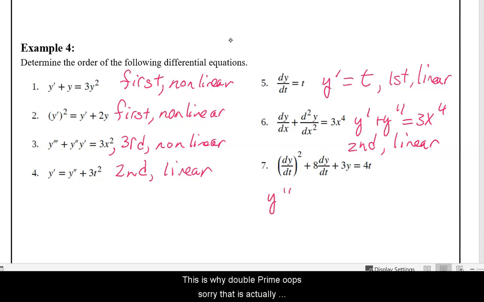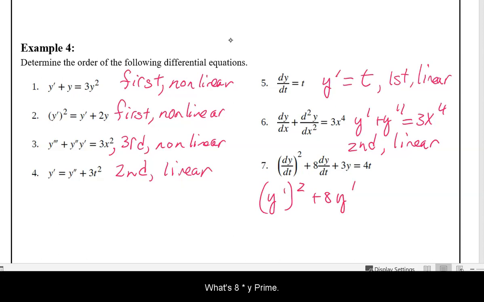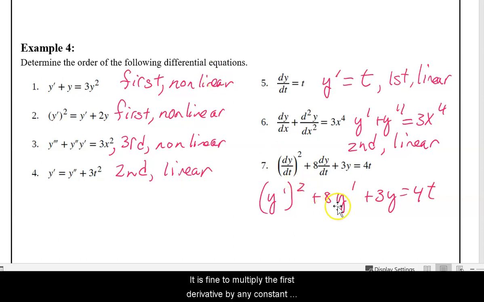This is y double prime, that is actually y prime, but being squared, plus 8 times y prime plus 3y equals 4t. It is fine to multiply the first derivative by any constant. You simply cannot multiply it by any of the derivatives of y, including the 0th derivative, which is y itself. You also cannot raise those to any power other than 1. Because we have y prime being squared, it will fail to be linear. It is a first order ordinary differential equation, but it is nonlinear.